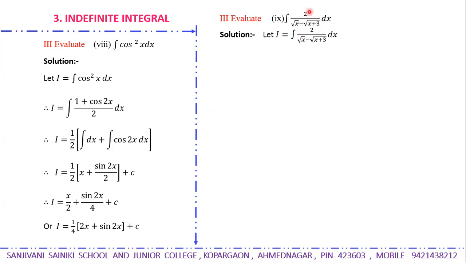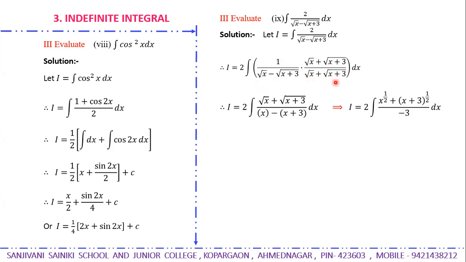Now the next is 1 upon root x minus root x plus 3. Here we definitely have to use rationalization. So we rationalize the denominator: multiply and divide by its conjugate. The numerator contains root x plus root x plus 3, and the denominator will be a minus b times a plus b, so a square minus b square. So x minus (x plus 3); these cancel and we get minus 3. So we can take this minus 3 outside the integral.